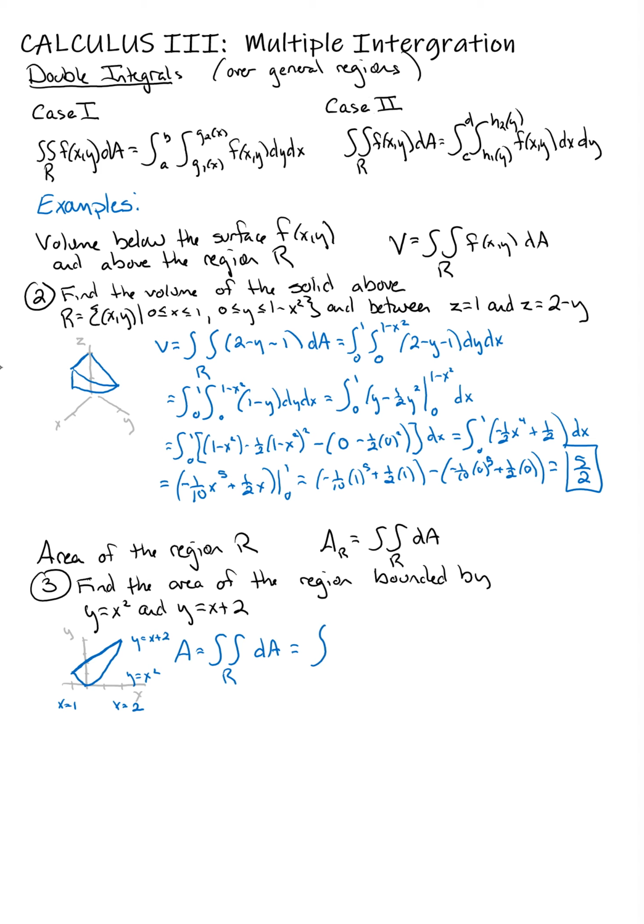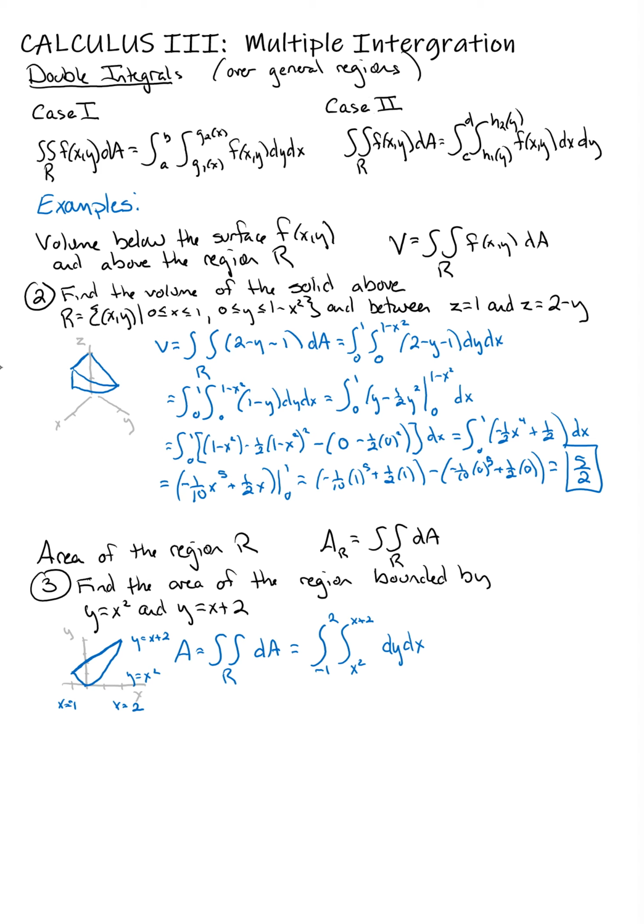Y is in terms of x, so I'm going to integrate with respect to y first. My integrand is just 1. My dA will be dy and then dx. So the y's go from x squared up to x plus 2. Again, make sure you've got them in the right order. The lower side is x squared, the upper side is x plus 2. The x values go from -1 up to +2. So again, make sure you're going from the lower to the upper.